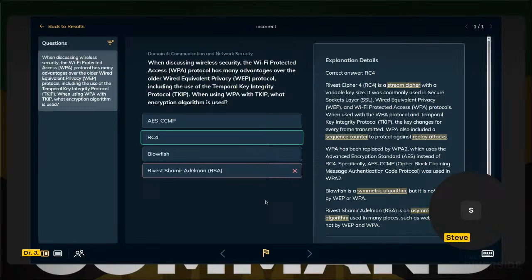Oh, I'm Jekyll and Hyde in this. I don't know why. It's like one minute I know it, and the other minute I don't. Well, that means you want to keep studying.